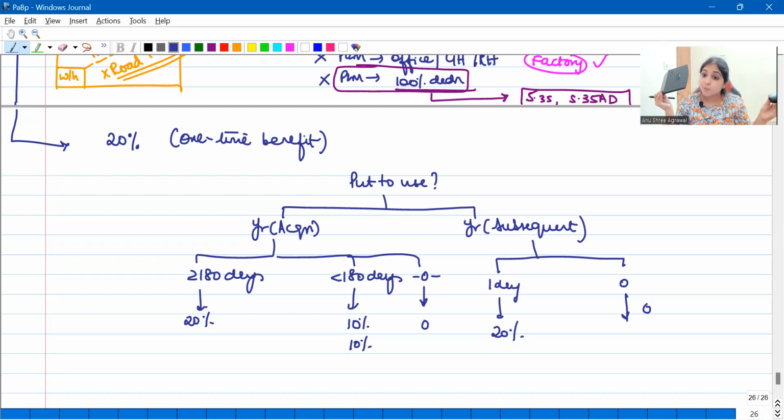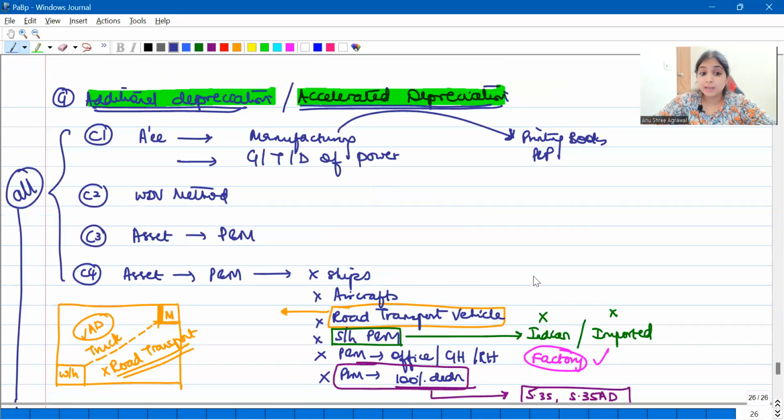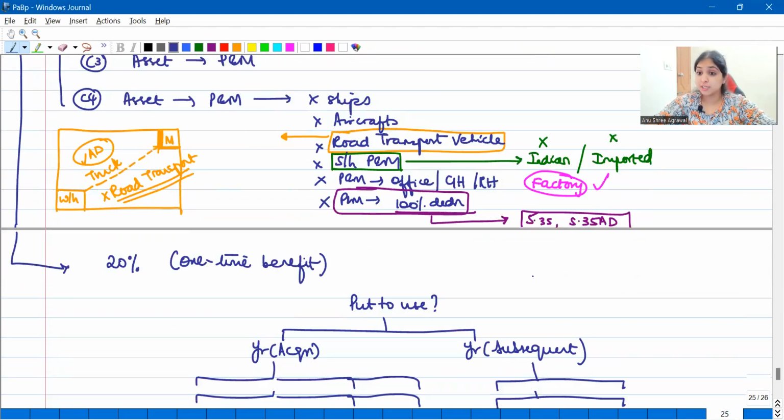Later I purchased one more plant and machinery. So for this plant and machinery, again you will give me another 20%. You're understanding? So every time I get a new plant and machinery, you will give me 20% additional depreciation. But for one plant and machinery, only once you will give me 20%, not every year. Every year you will not give me 20%. Is this crystal clear? Yes, so this is our entire concept relating to additional depreciation.